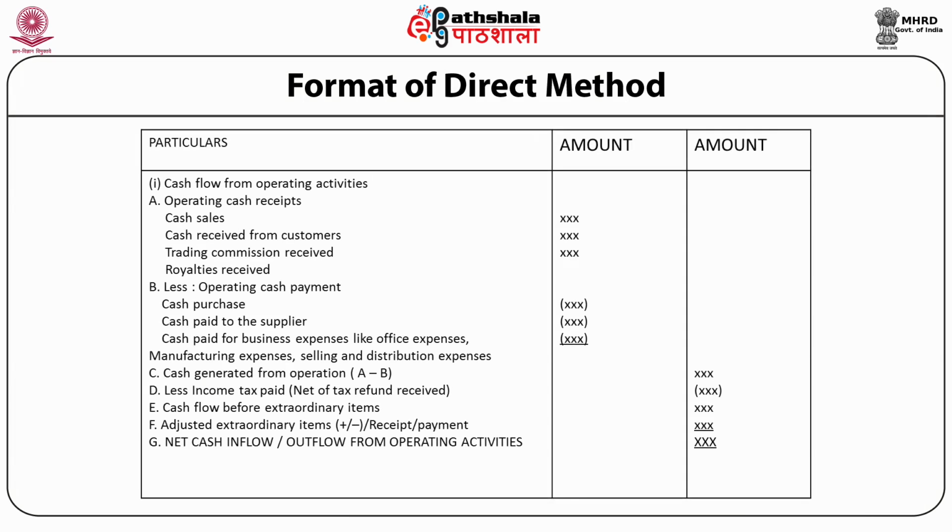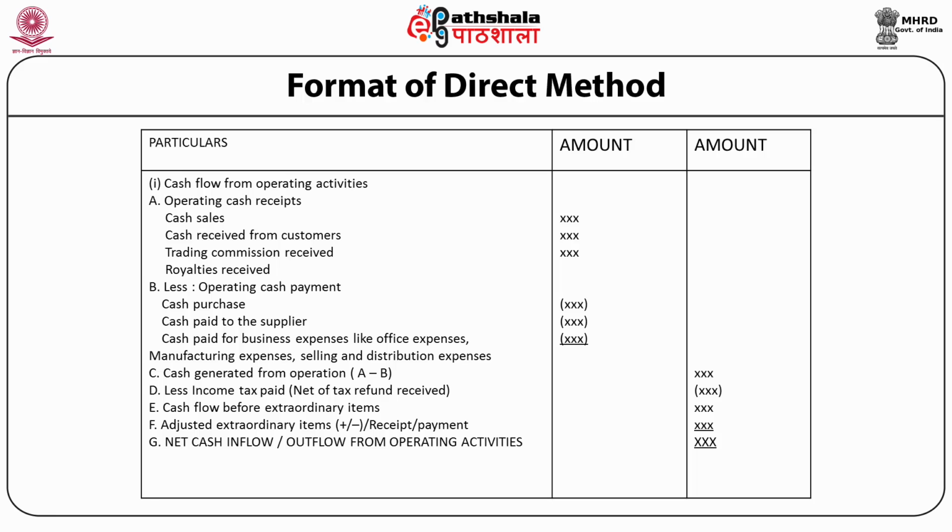Format of direct method. This format is prepared by drawing three columns. First column is of particulars, second column and third column are of amounts column. The amount columns, one is inner amount column and another one is outer amount column. The first item to be written in particulars is cash flow from operating activities.